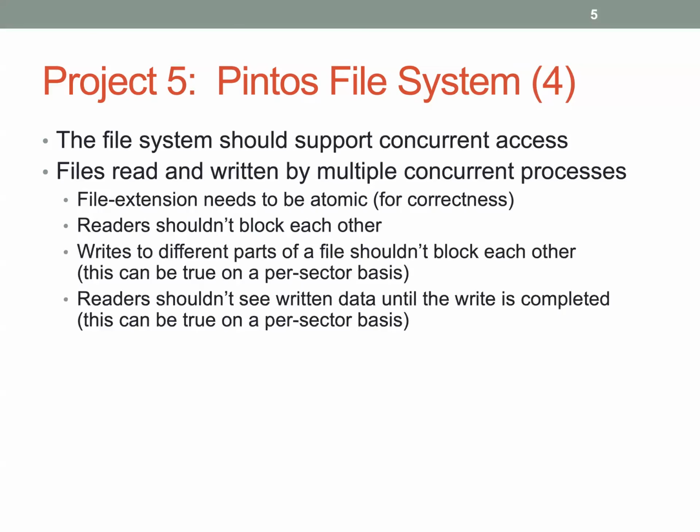Writes to different parts of a file shouldn't block each other. So if I have a write to the first part of a file and another process is writing to a subsequent part of the file, but they do not overlap, then they shouldn't block each other. Those writes should be able to proceed concurrently. And you'll notice that I say here, this can be true on a per sector basis. What I mean is if the write involves multiple sectors and then there's another write that includes multiple sectors, the concurrency may be on a per sector basis, because ultimately you update the file on a per sector basis. So you can think of the concurrency as proceeding on a per sector basis.